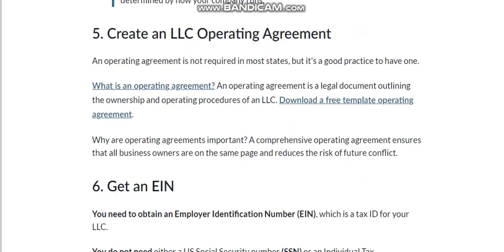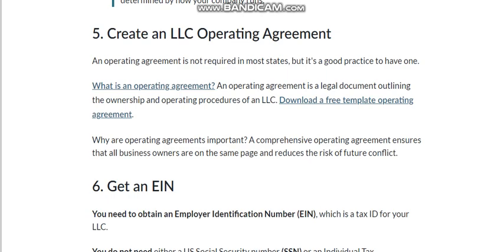Now create an LLC operating agreement. An operating agreement is not required in most states, but it is a good practice to have one. What is an operating agreement? An operating agreement is a legal document outlining the ownership and operating procedures of an LLC. Why is an operating agreement important? A comprehensive operating agreement ensures that all business owners are on the same page and reduces the risk of future conflict.